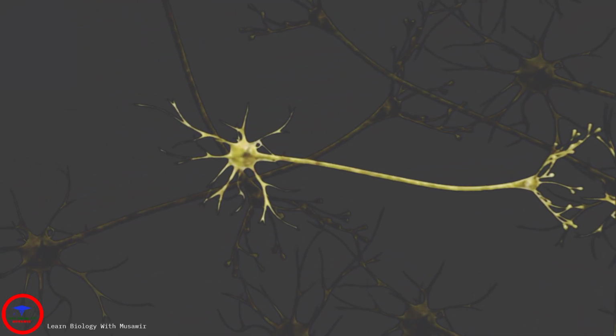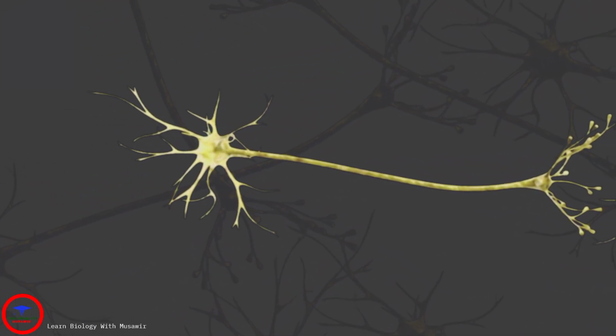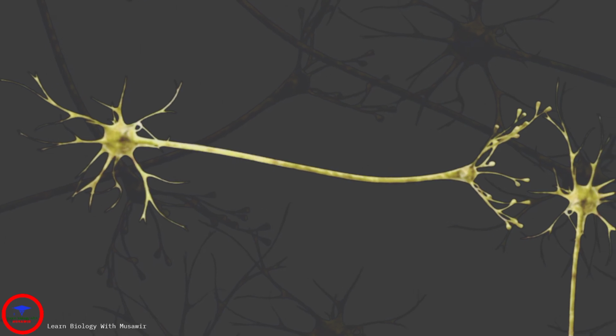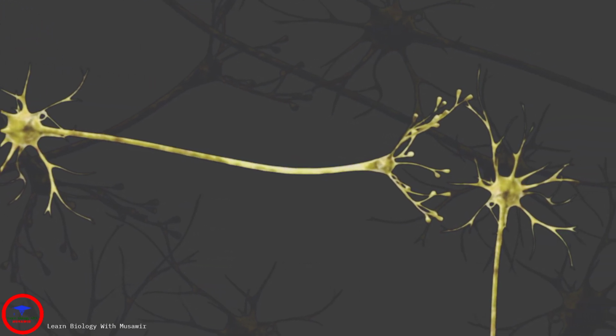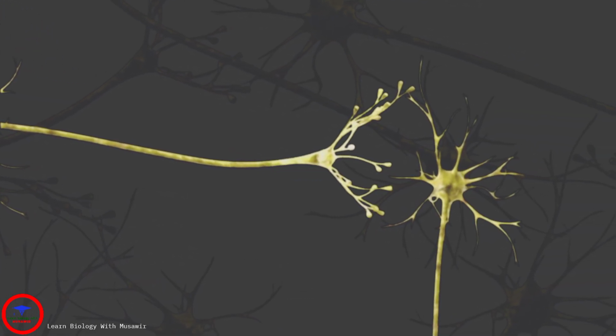For communication between neurons to occur, an electrical impulse called an action potential must fire and travel down an axon to the synaptic terminal.